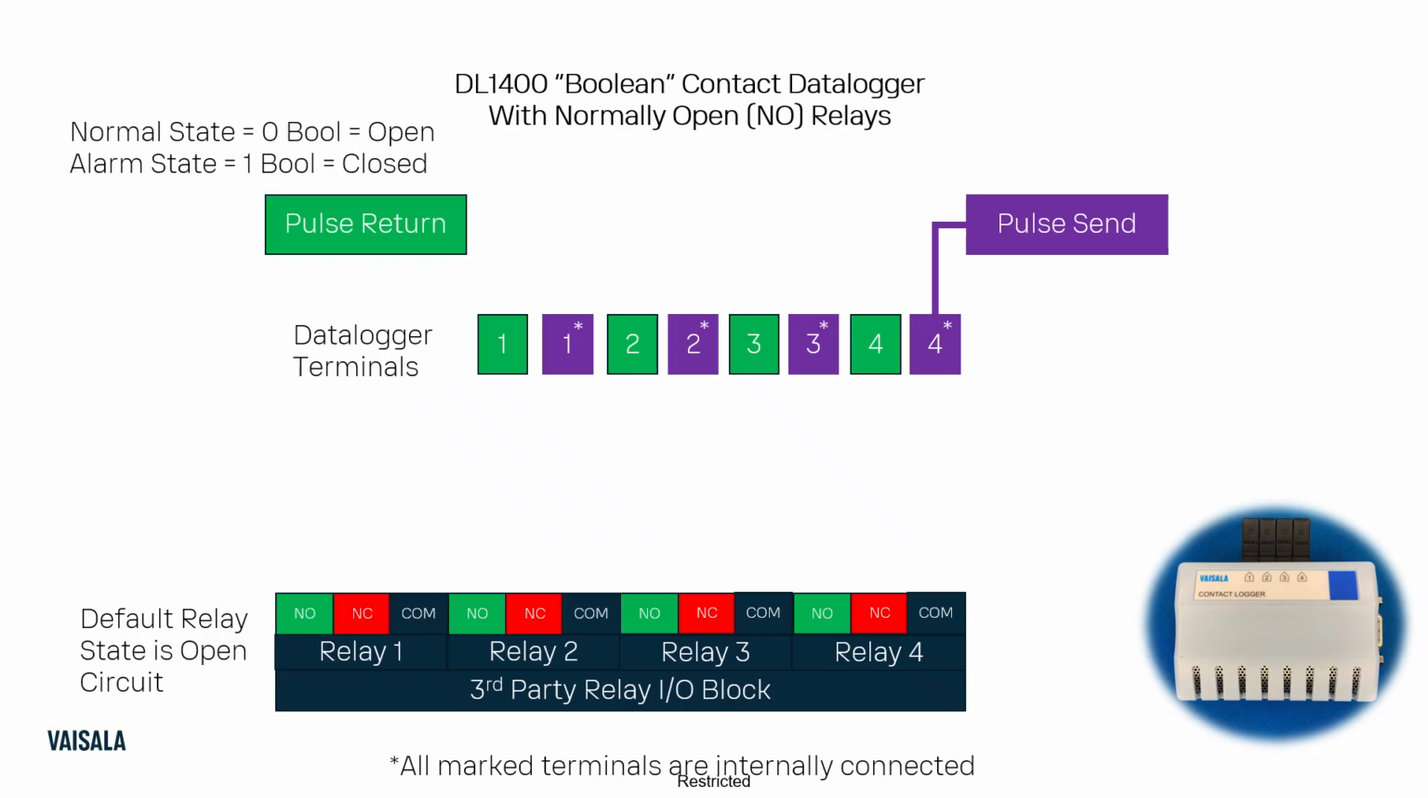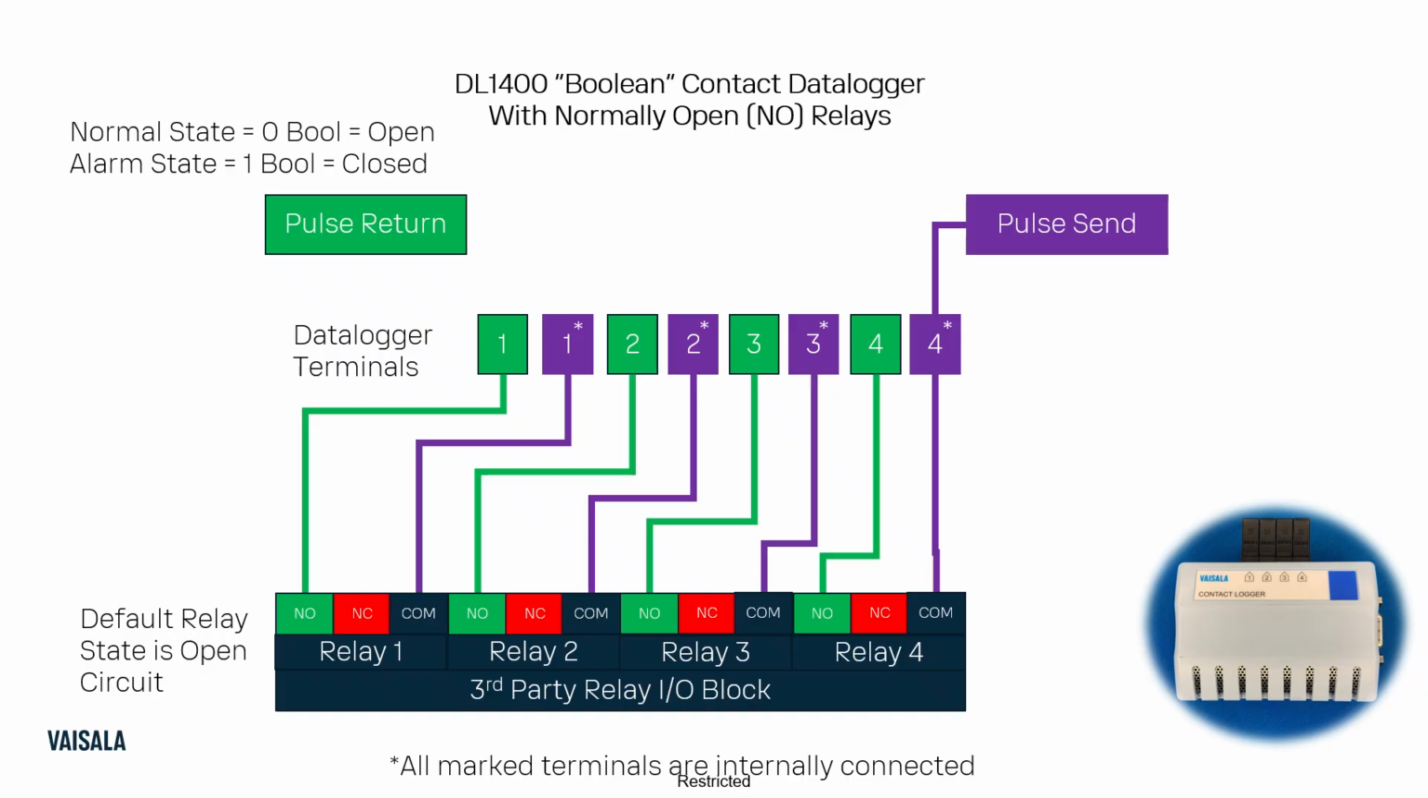Essentially the logger sends out a 1-volt pulse. It goes to the commons and comes back on the normally open outputs on the relays, and it comes back as the pulse returned to the data logger. The data logger is going to detect whether there's 1 volt or 0 volts coming at each one of these inputs. So normal state is 0 Boolean, which is the open circuit. Alarm state is 1 Boolean, which is closed.